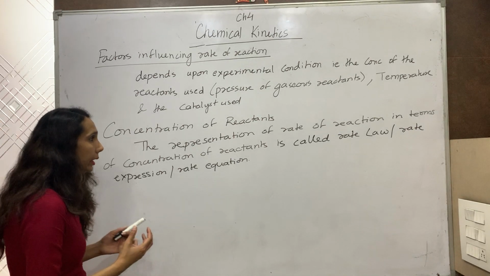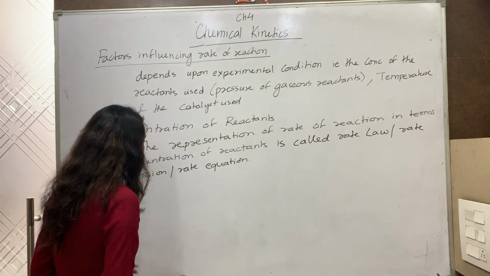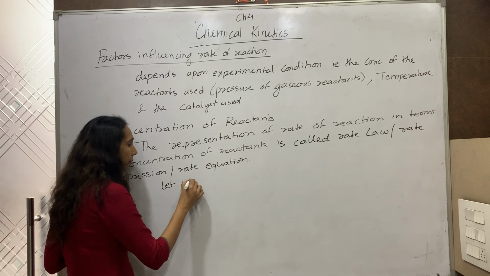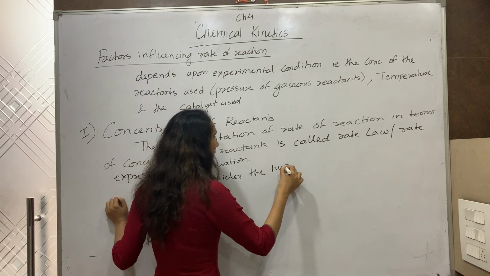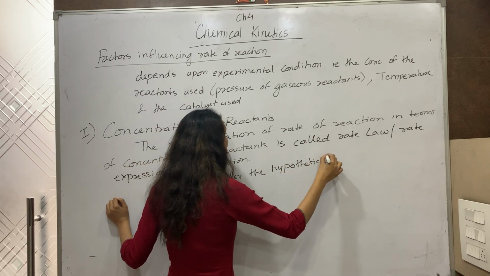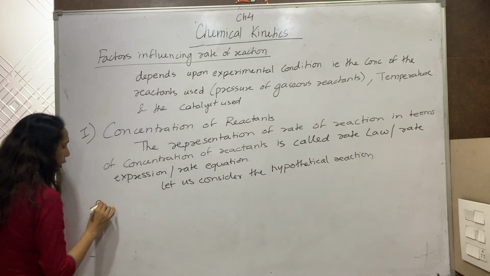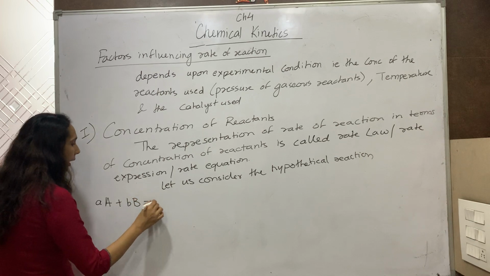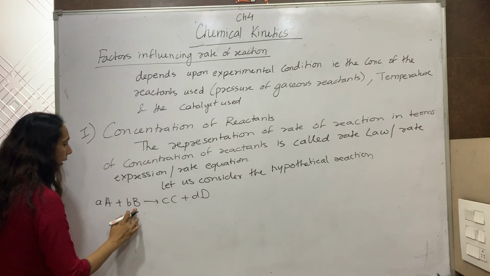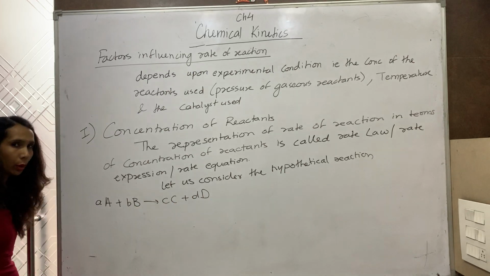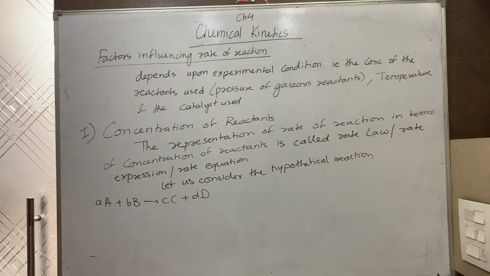Let us see an example and then we will define what is actually a rate law expression. Let us consider the hypothetical reaction that we have been using again and again in this chapter: aA plus bB gives cC plus dD. You know, capital A, capital B are the reactants, capital C, capital D are the products, and small a, b, c, d are the stoichiometric coefficients.